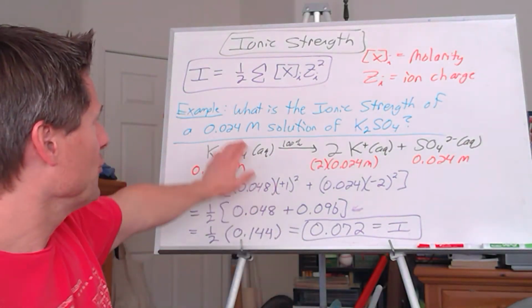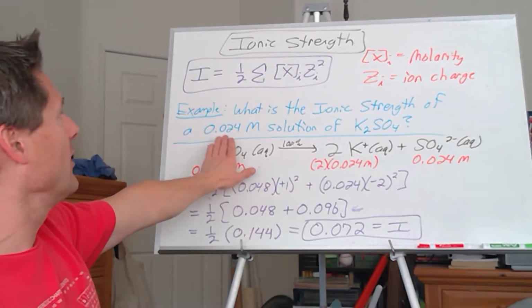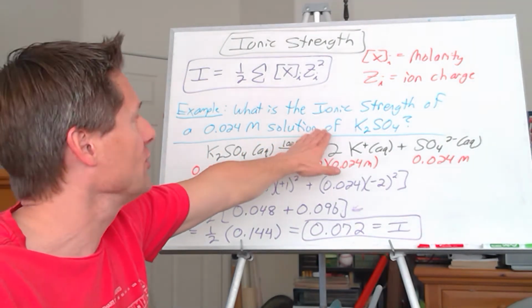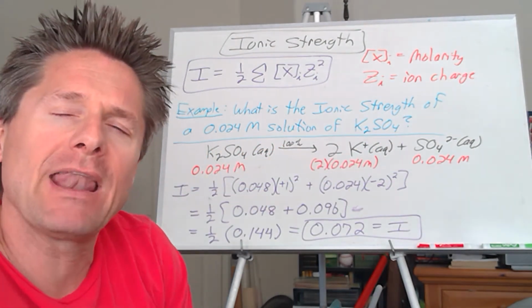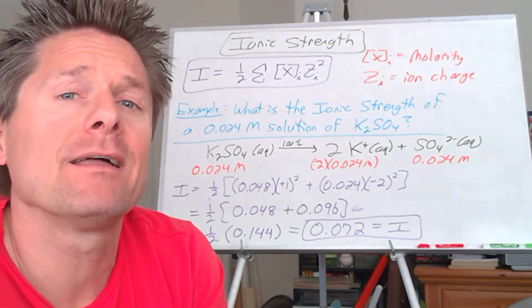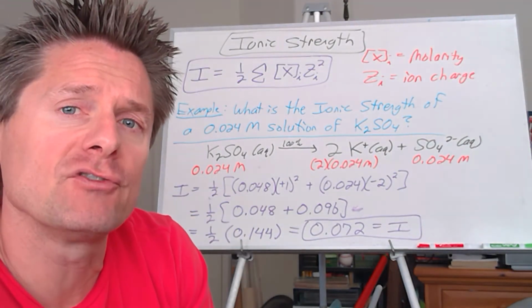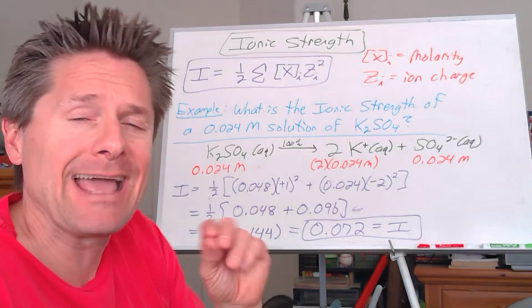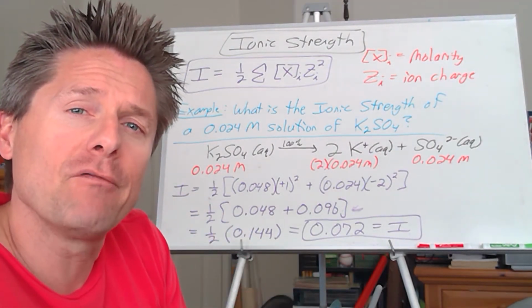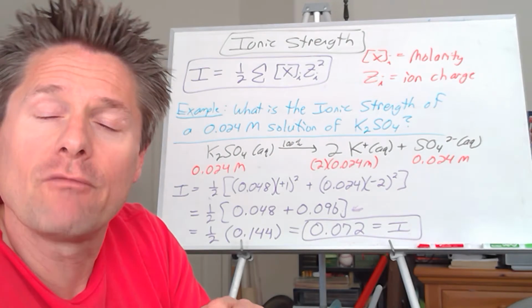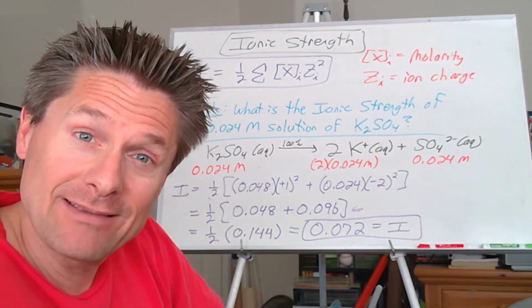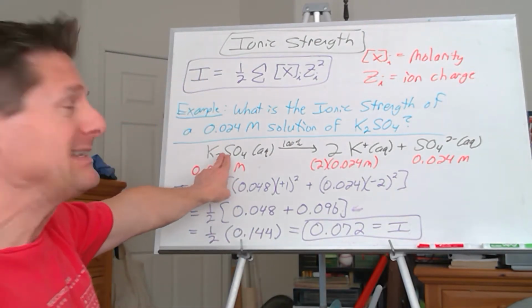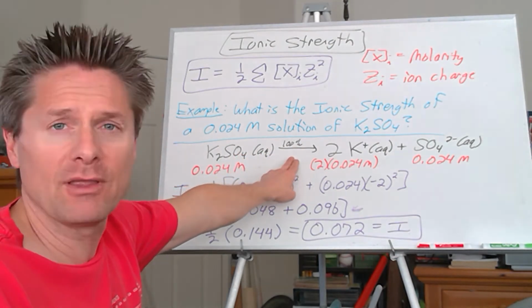Let's do an example, right? So what's the ionic strength of a 0.024 molar solution of potassium sulfate? So we've got to identify what are the ions, what are their charges, and what are their concentrations. Then we plug them in and we get the ionic strength, and I'll show you how to take the ionic strength, figure out the activity coefficient. Once we have the activity coefficient, we can figure out the activity. Sweet.